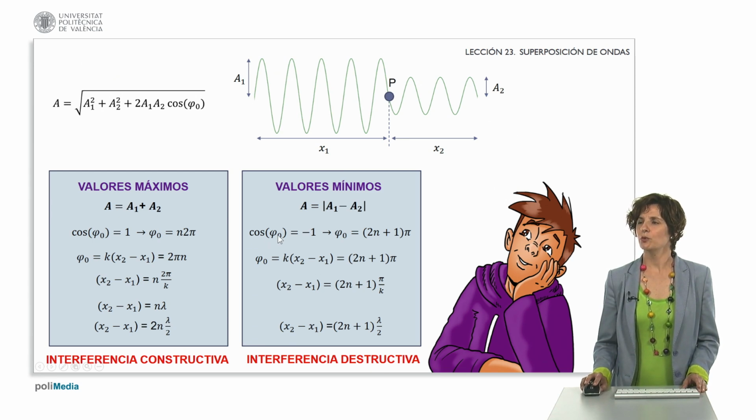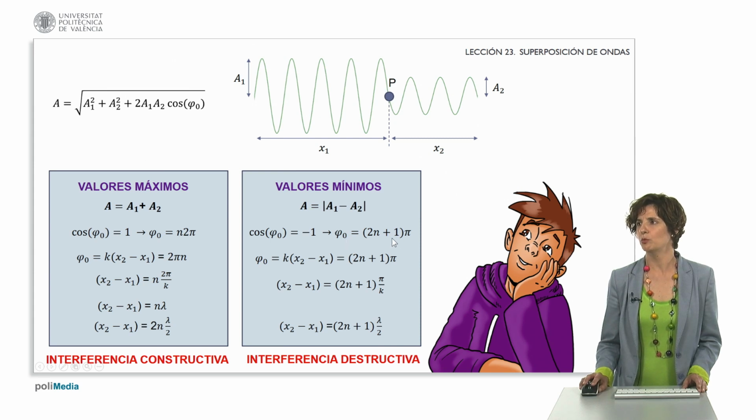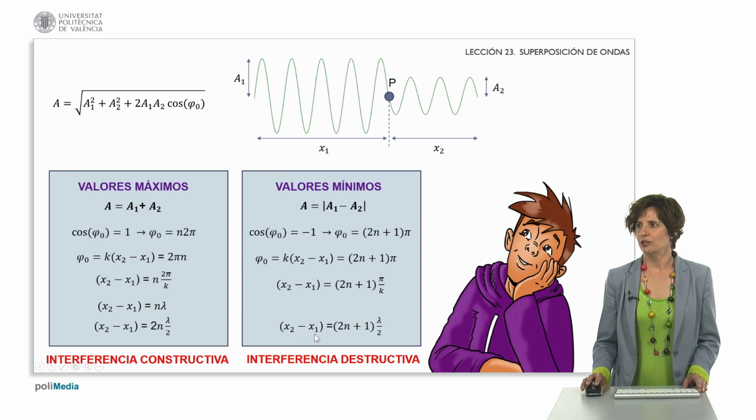When the cosine of phi sub 0 is worth minus 1, then the amplitude of the resulting wave will be minimum. For this, the angle phi sub 0 has to be an odd number of times pi radians. And in this case, x2 minus x1 would have to be an odd number of half lambda. This is the case of destructive interference, in which the amplitude of the resultant wave will be minimal and will have as its value the absolute value of A sub 1 minus A sub 2.